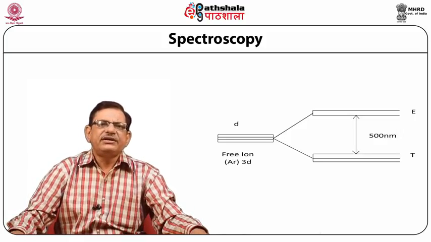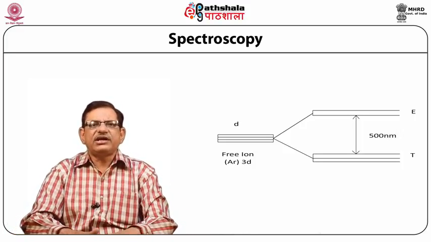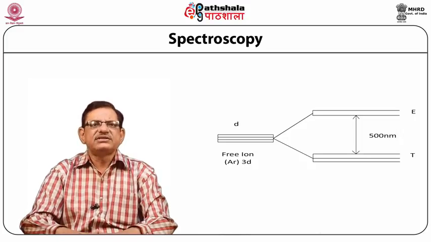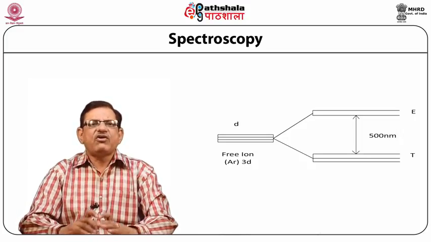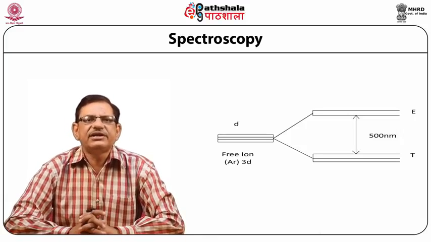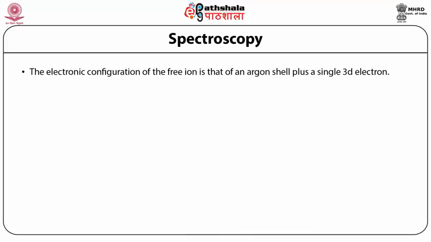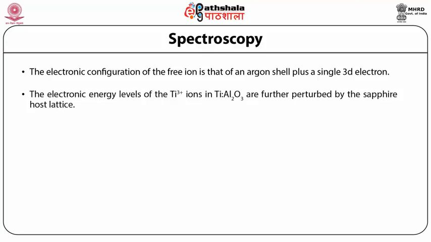In titanium sapphire, the 3d electron electrostatically interacts with the electronic charges of 6 surrounding oxygen ions that are positioned at the corners of an octahedron. The figure shows a simplified energy level diagram of our titanium 3+. The electronic configuration of the free ion is that of an argon shell plus a single 3d electron. The electronic energy levels of the titanium 3+ ions in titanium sapphire are further perturbed by the sapphire host lattice.